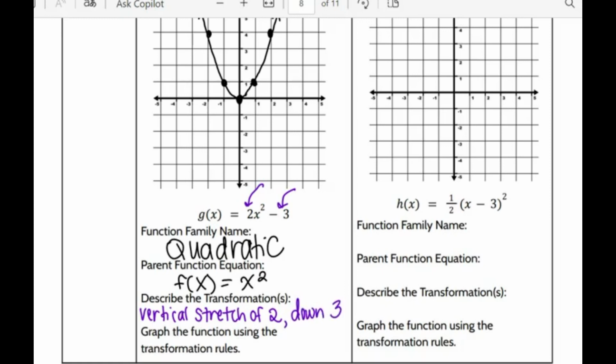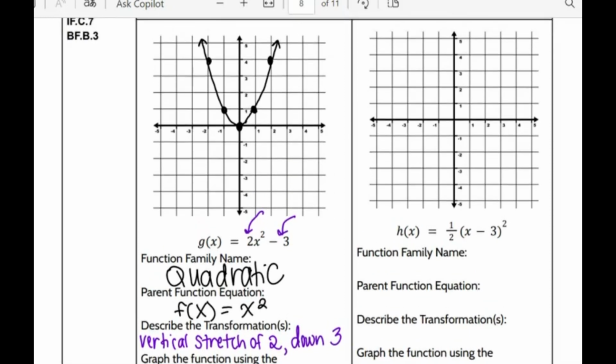Okay, so now it says to graph the function using the transformation rules. I'm going to start with the vertex. I always like to start with the vertex. And then it says a vertical stretch of 2, down 3. I'm going to start by moving it down 3. So 1, 2, 3. And that's where the vertex now sits.